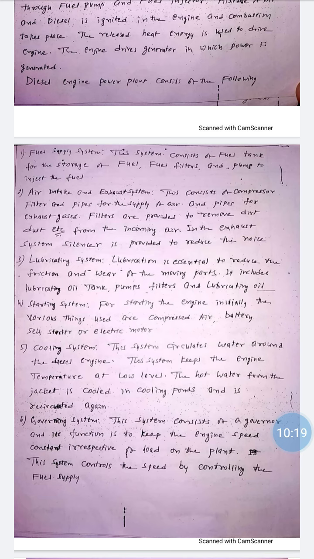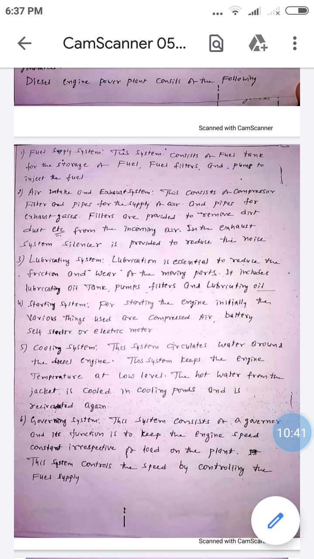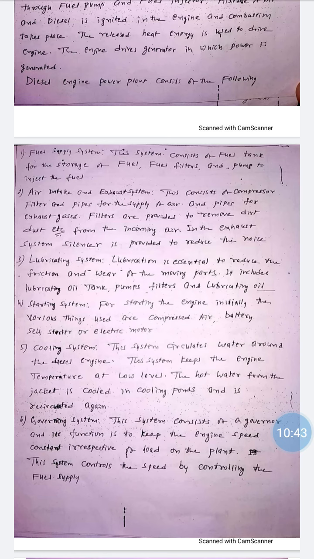Lubricating system. Lubrication is essential to reduce the friction and wear of the moving parts. It includes lubricating oil tank, pumps, filters, and lubricating oil. Starting system. For starting the engine initially, the various things used are compressed air, battery, self starter, or electric motor.